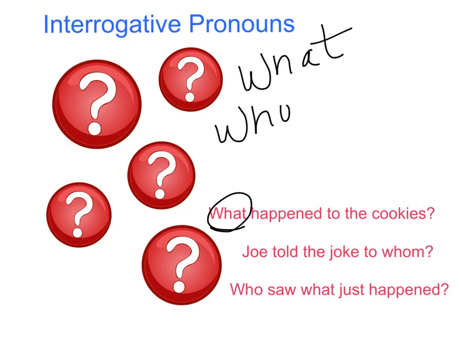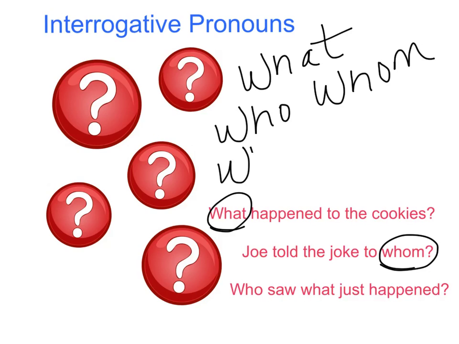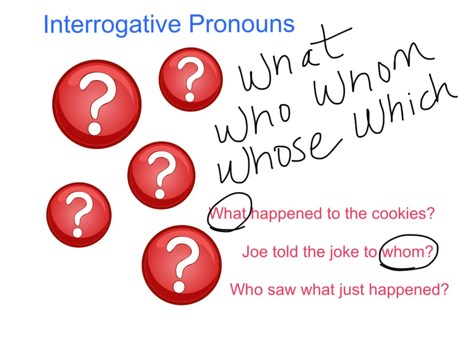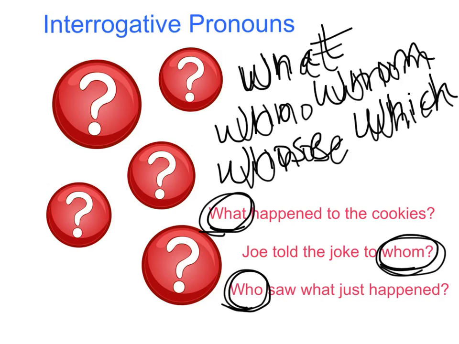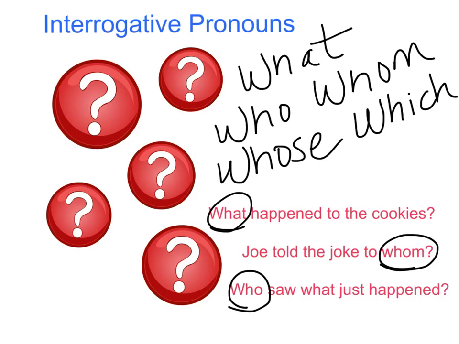We also have who and whom, not to be confused with each other. Down here in the second example, you can see Joe told the joke to whom, and you need to know when to use who versus whom. We'll talk about that in just a second. The other one is whose. This is showing ownership, and the last one would be which. And I don't mean like Professor McGonagall from Harry Potter with the pointed hat. Our last example down here, you can see the subject of our sentence is who saw what just happened. I saw it. I was there. I was okay, moving on.